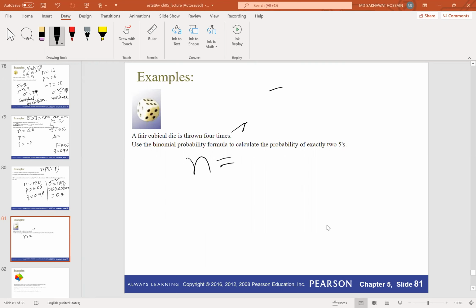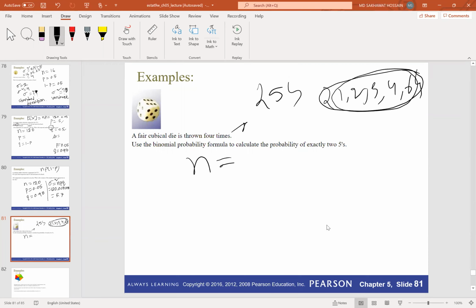So 5 is one outcome, and the other outcomes are 1, 2, 3, 4, 6. So they are together one outcome, and this is one outcome. So we have only 2 possibilities, either 5 or not 5, right? Yeah, that's correct. So you got it. Yeah, thank you. Okay. So what is the probability of success?